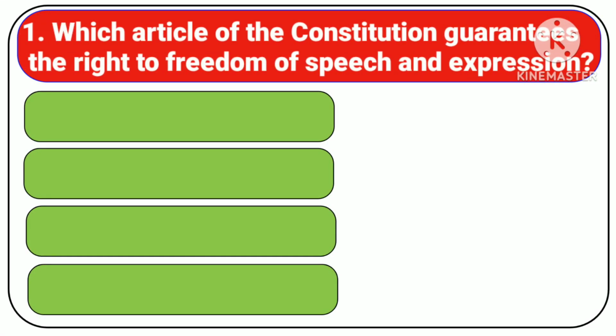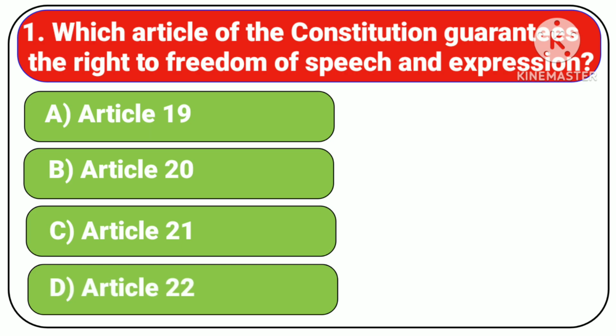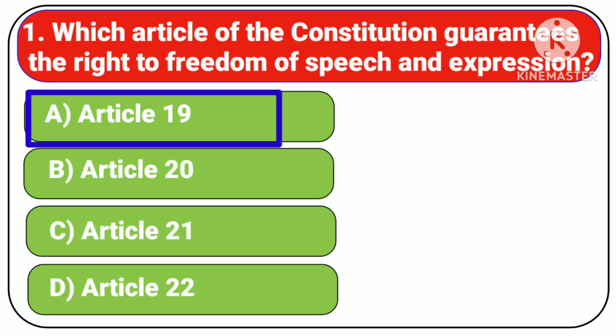Which article of the Constitution guarantees the right to freedom of speech and expression? Options: A. Article 19, B. Article 20, C. Article 21, D. Article 22. Correct answer is Article 19.